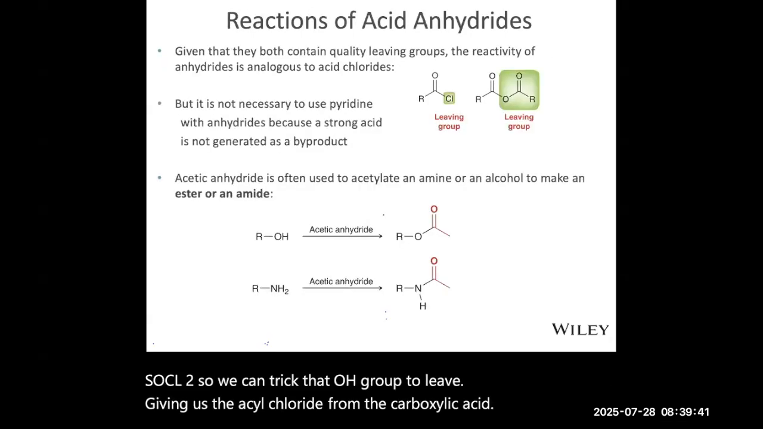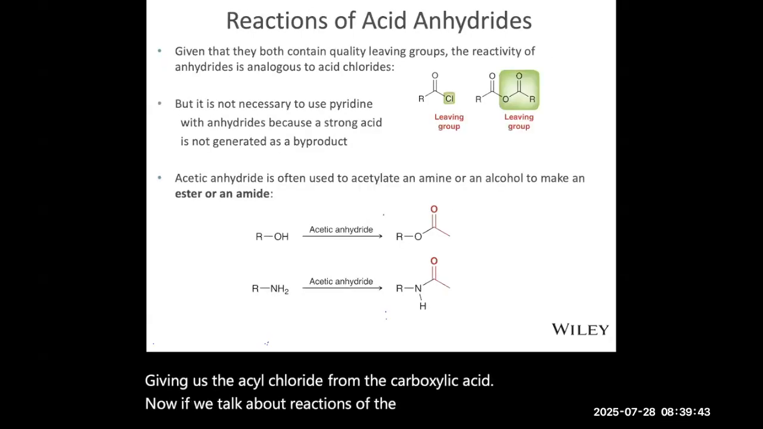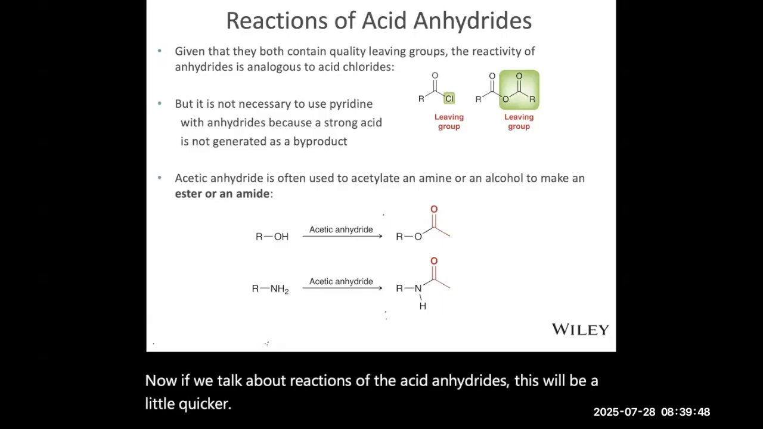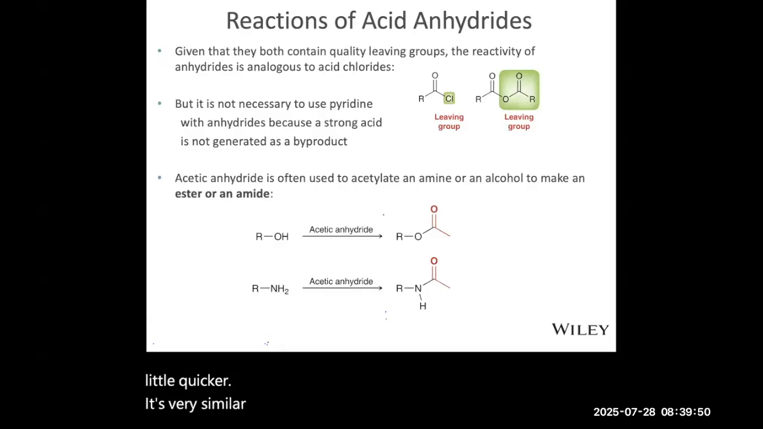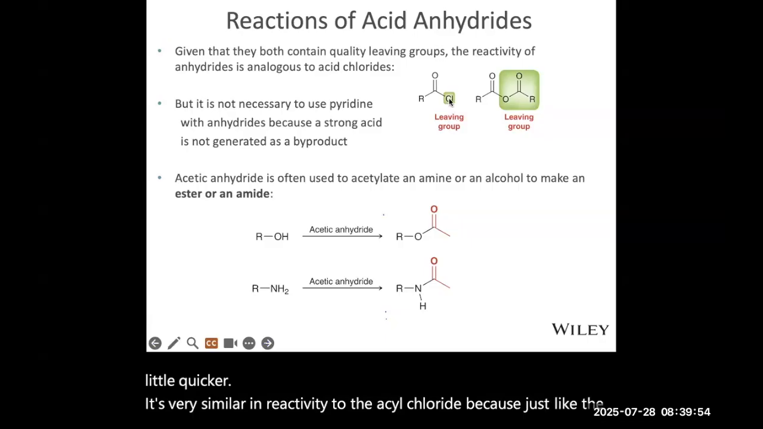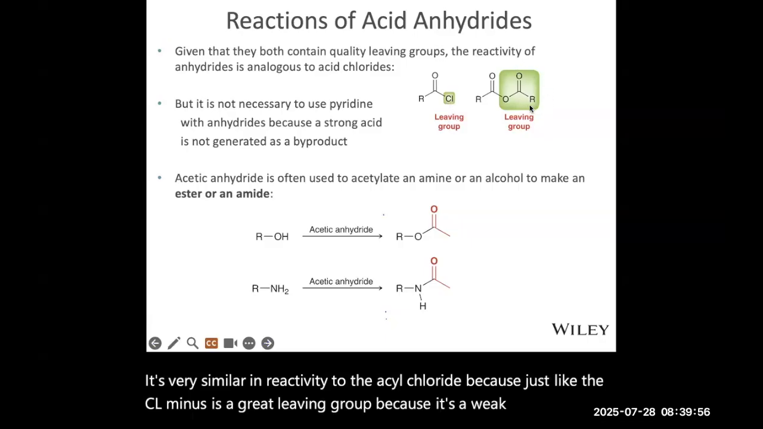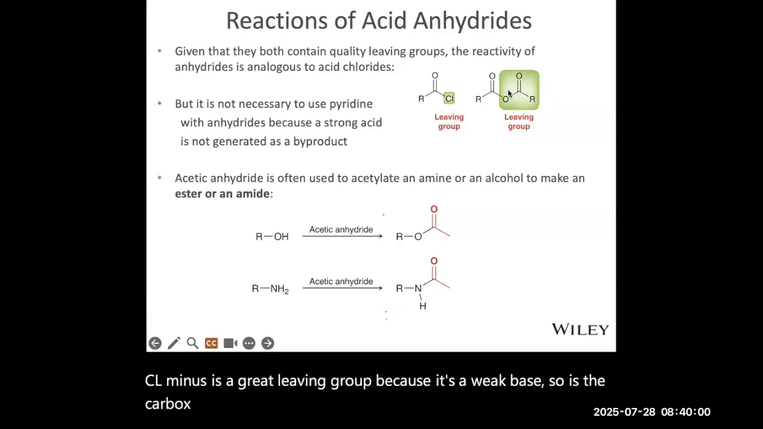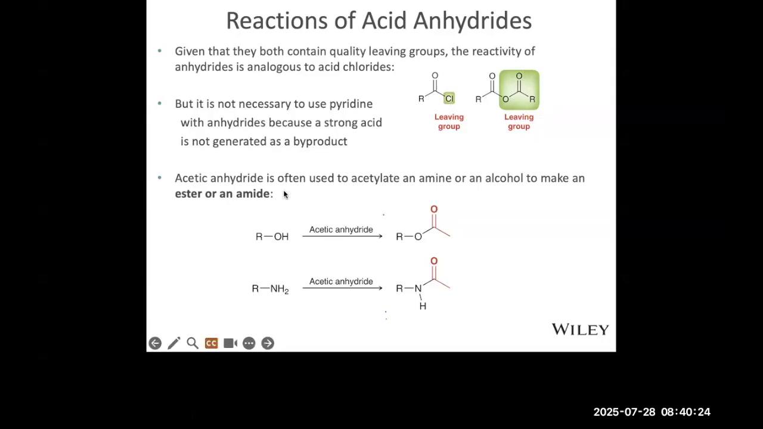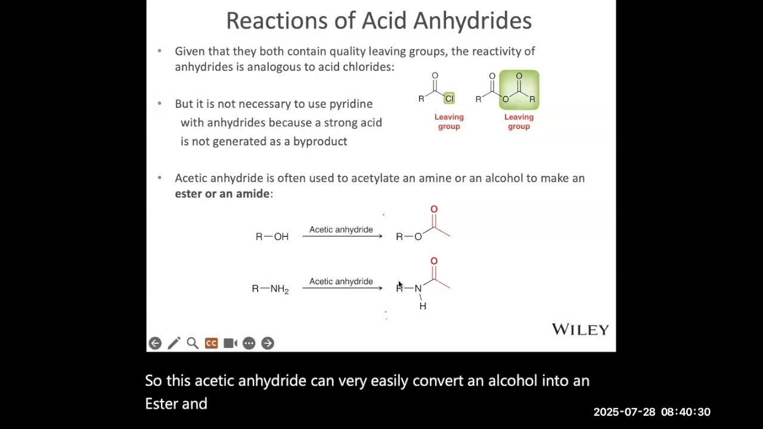Now, if we talk about reactions of the acid anhydrides, this will be a little quicker. It's very similar in reactivity to the acyl chloride because just like the Cl minus is a great leaving group because it's a weak base, so is the carboxylate here. That leaving group is decent. And so we will have similar reactivities. So this acetic anhydride can very easily convert an alcohol into an ester and an amine into an amide.